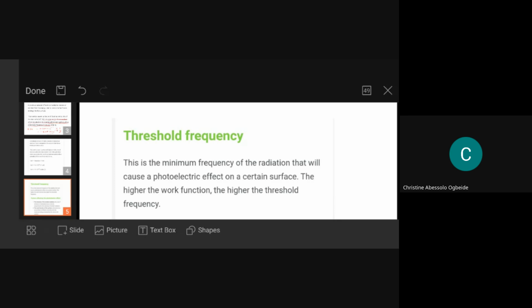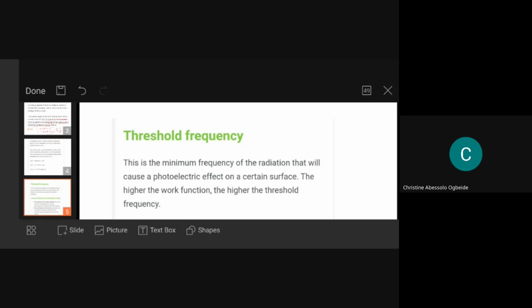So below threshold frequency, no emission occurs, no ejection of electron occurs. Do you understand that? So that is why we say that threshold frequency is the minimum frequency of the radiation that will cause a photoelectric effect on a certain surface. What that means is that if the light incident on the metal surface doesn't have a frequency equal to or greater than the threshold frequency, there will be no emission of electron.